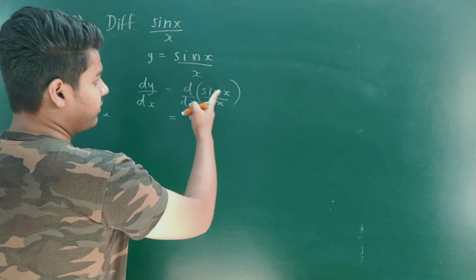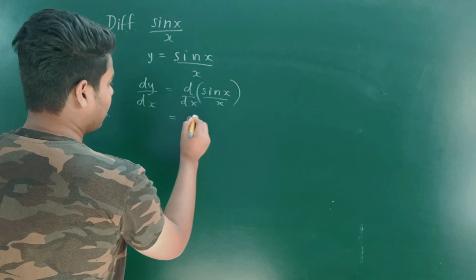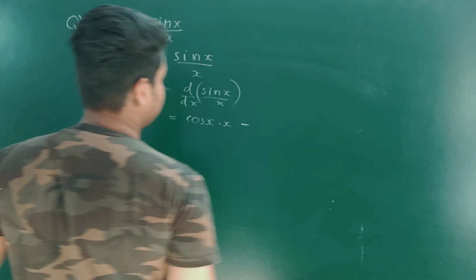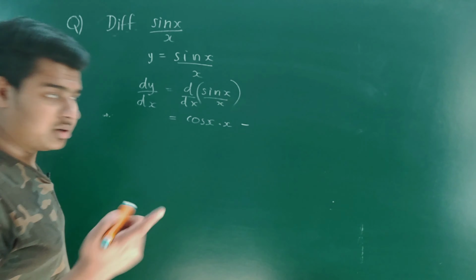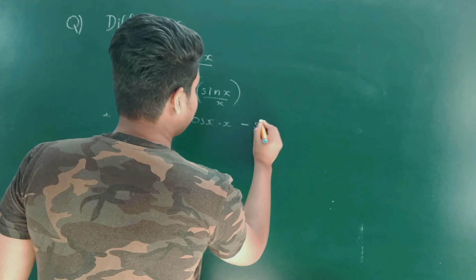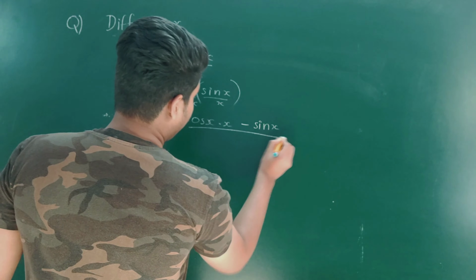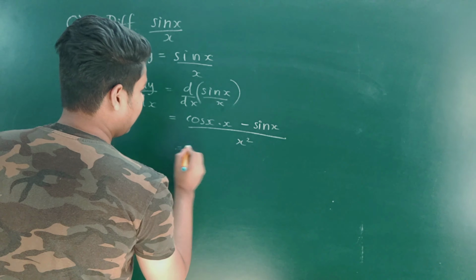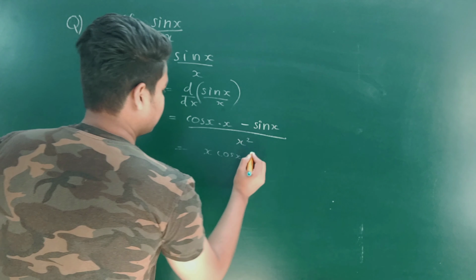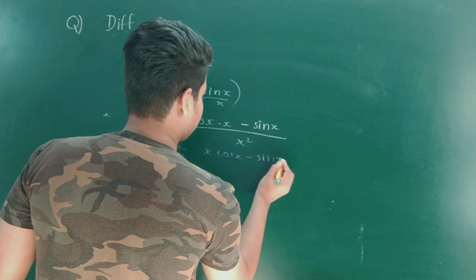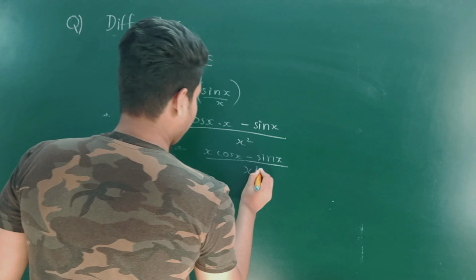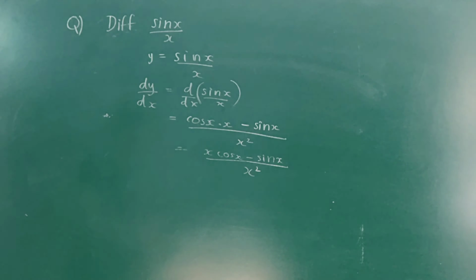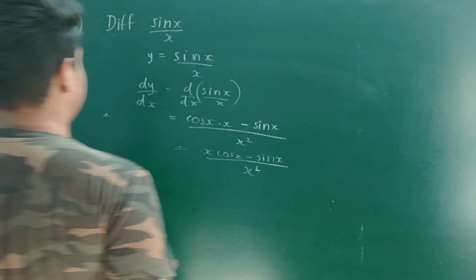First we differentiate sin x. Sin x becomes cos x, and this x will be multiplied, so it will remain cos x multiplied by x, minus. Now we differentiate x. Differentiation of x is 1, so we'll have only sin x, divided by the denominator's square, which is x square. So your final answer becomes x cos x minus sin x divided by x square. This is the answer to the question. Hope you have noted it down. Now let's move on to the next question.